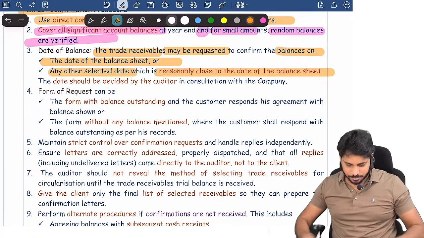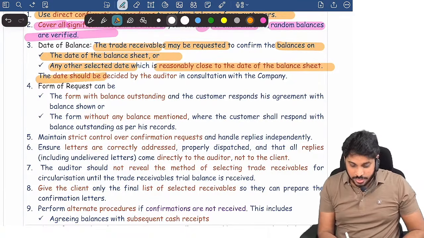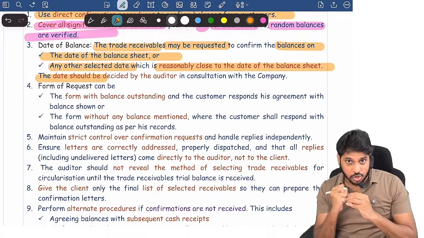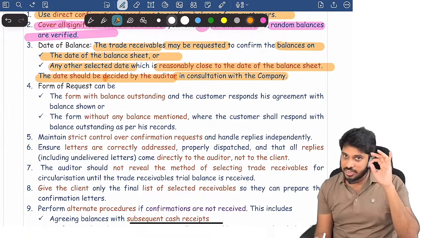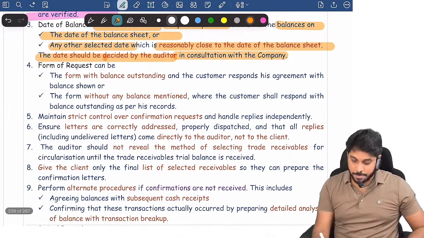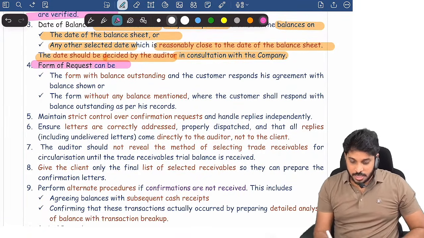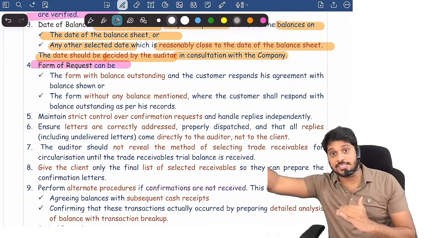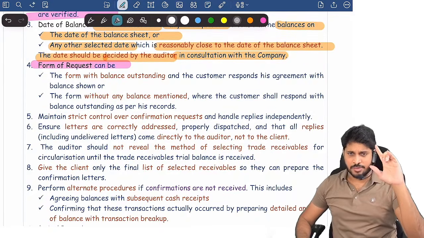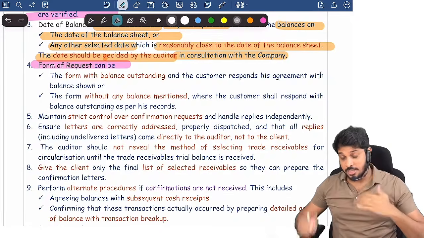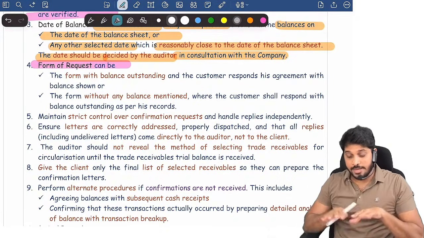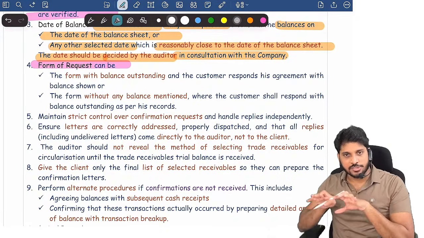An MCQ can come. Third, for which date should confirmation be asked? It is decided by the auditor after consulting with the company. Further, now the form of request. How can you raise the request? Of course, positive confirmation or negative confirmation, any of this you can use. The form of request can be, like, you can send a confirmation: sir, we are the auditors of so and so company, sir.